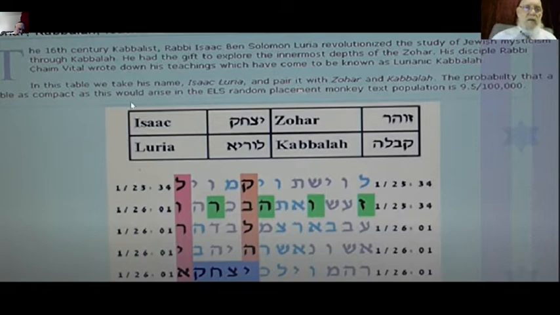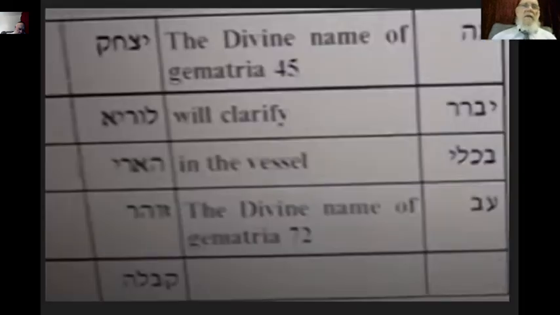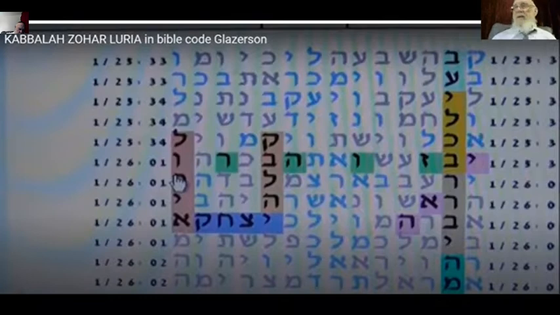The probability that such a table would arise in ELS, equal letter skips, in random text is 9.5 under Zohar. So this you saw already. You know, if people say we can find it in Moby Dick, or in War and Peace, to find this, you know. Yes, exactly, not only is it in the right place. I explained to you what the Kabbalist said.